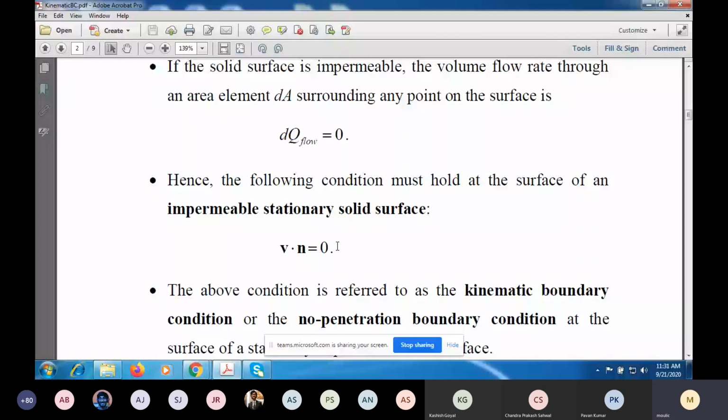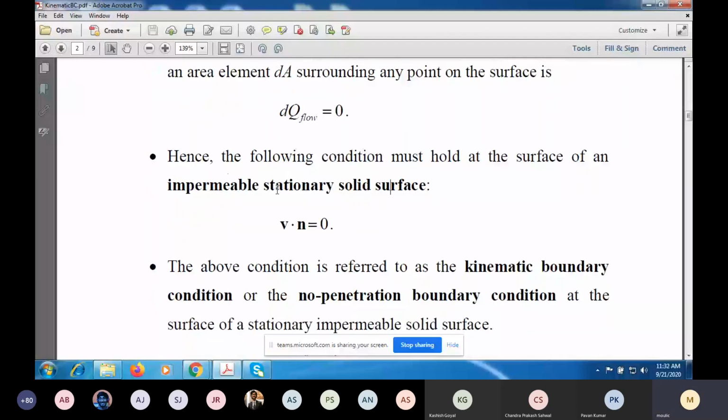And I have written these keywords in bold. This holds for the impermeable solids and of course stationary also. Now if you look at a book, they may not talk about stationary because that book may not talk about moving surfaces at all. Okay. So since we'll be dealing with moving surfaces, I have emphasized all the keywords: impermeable, stationary, and solid surface.